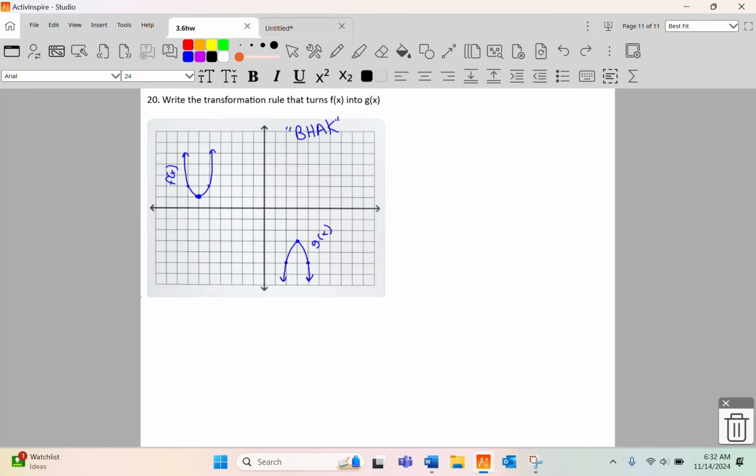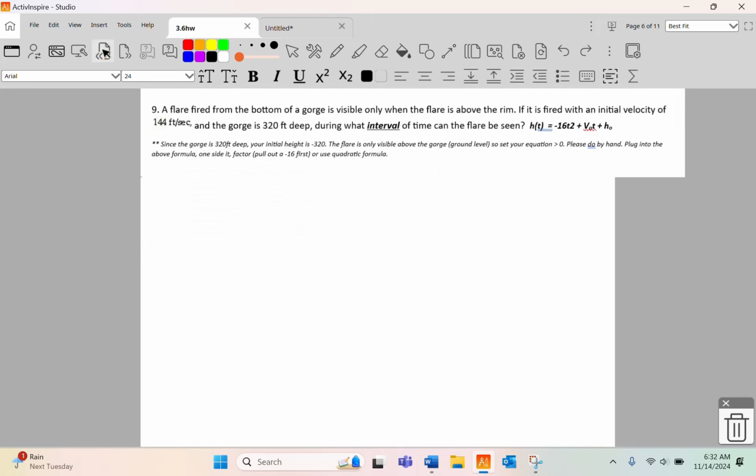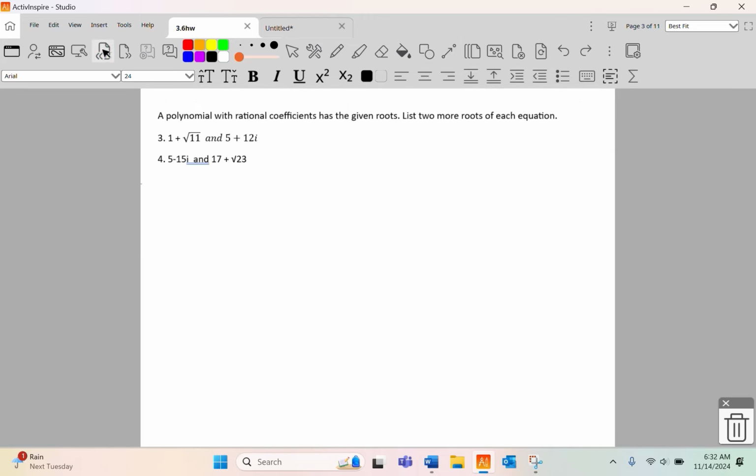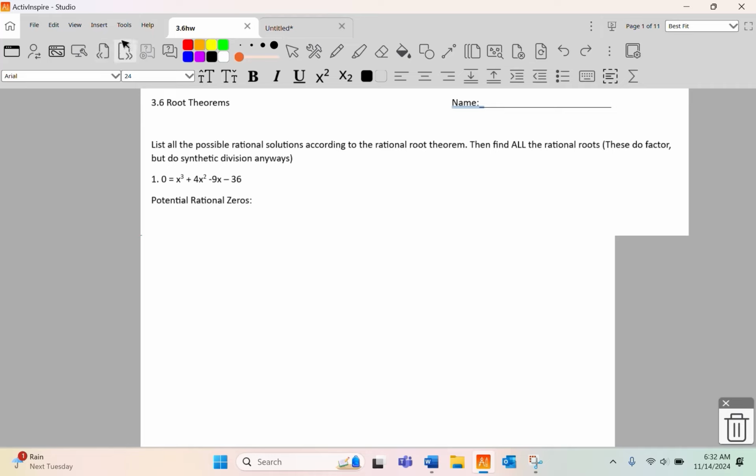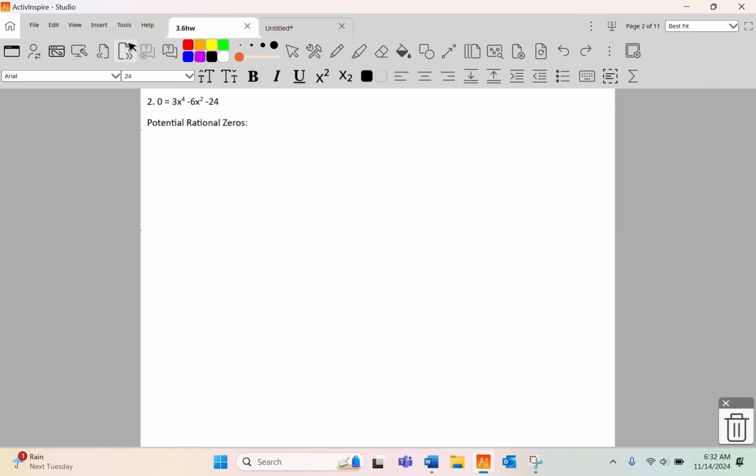All right, so we got the rational roots theorem homework. Boy, it's got a lot of stuff in it too. This is a big assignment. Took us 2 days to do. So we'll start off with number 2, the rational zeros.